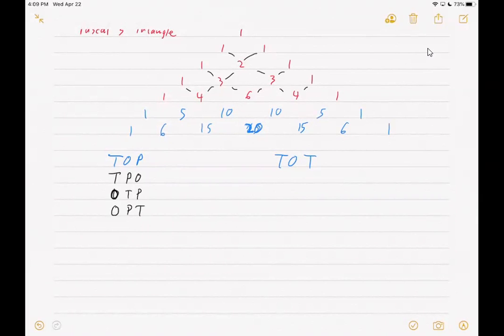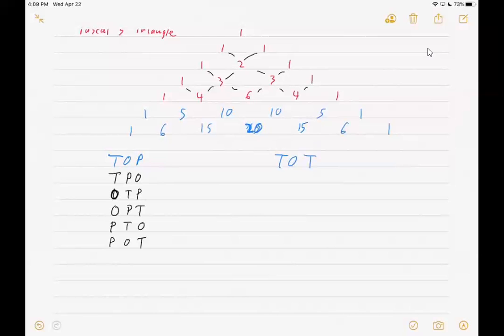Now we've exhausted all of the possibilities of having the O in front, right? So the only thing left to put in front is the P, and we could have PTO, or we could have POT. Okay, so some of these things actually happen to be words, but it looks like we have 6 different ways to arrange these letters, right?